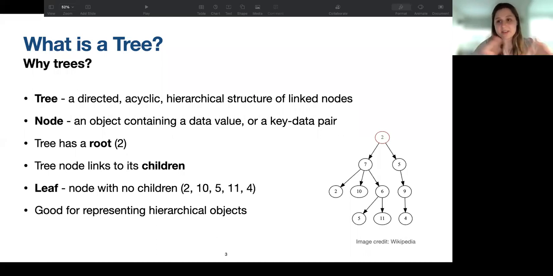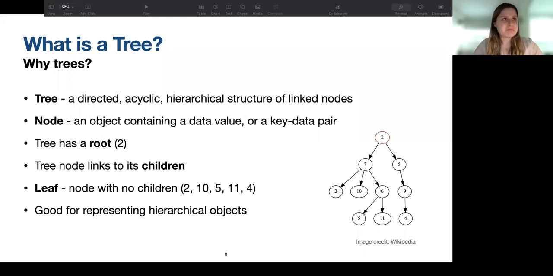So that's the basic idea and the definition of a general tree. So why do we care about the structure so much? Why is it important? So the thing is that it's really good for representing objects which have some sort of hierarchy in them.